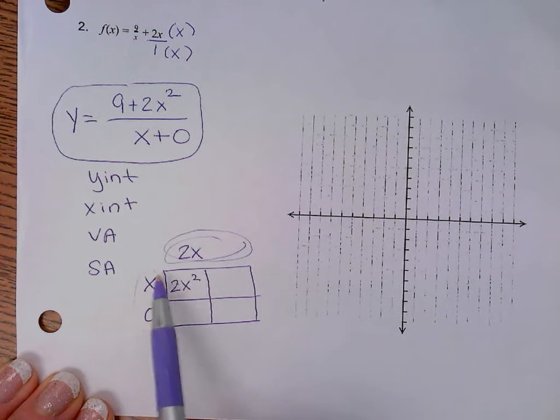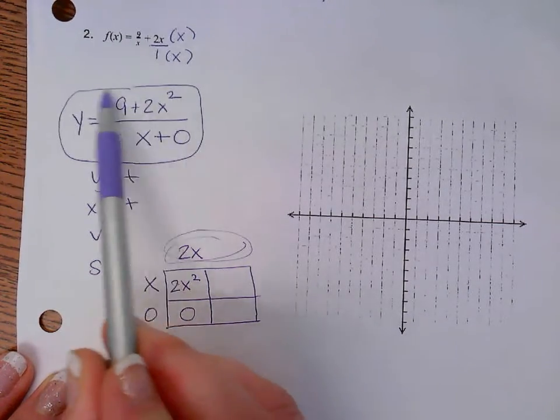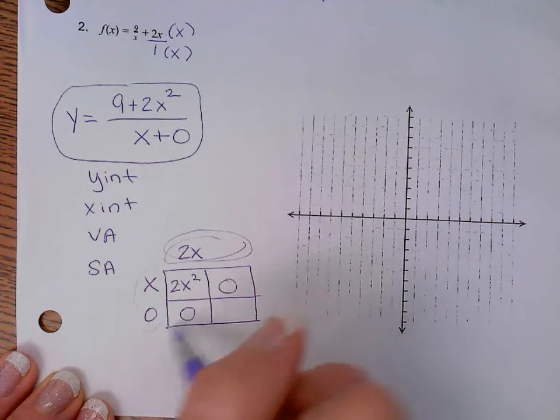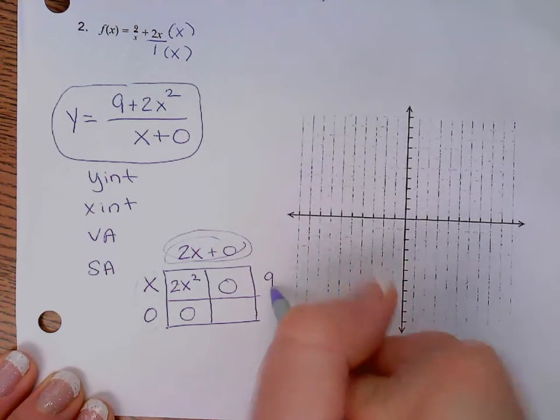2x times x is 2x squared. 2x times 0 is 0. Did we need to get an x term? There's no x term up here, right? It's just a constant of 9. So if there's 0x term, it's really 2x plus 0 with a remainder of 9.